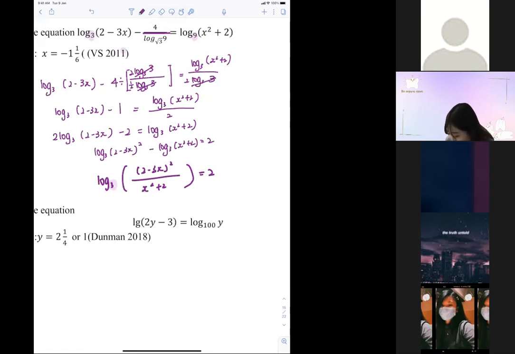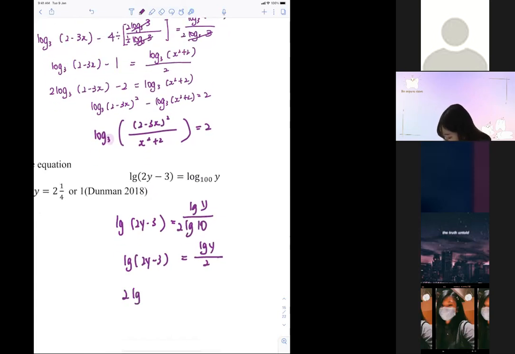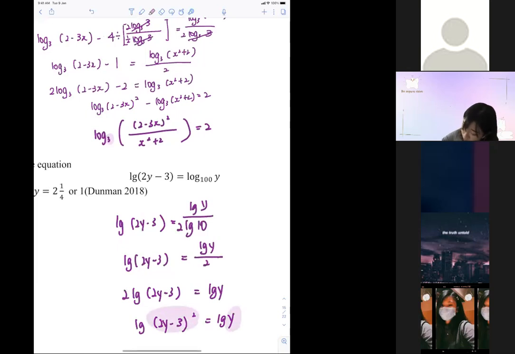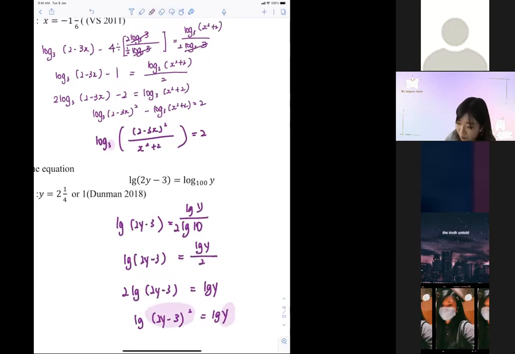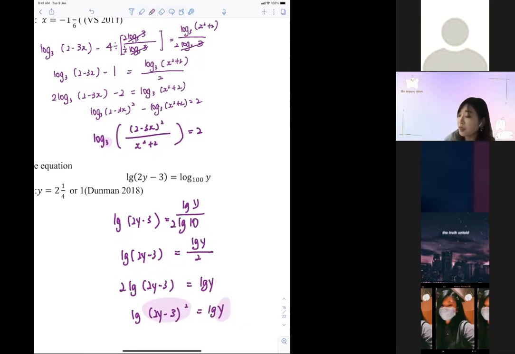Okay, for the next one, you can also make everything to log. So you got lg over lg, y on top, 100 below, 10. 100 is 10 square. So everything times 2. Power can bring up. Both got log. So this one is equals to this one. Now you can compare and solve. Okay, I gave you both.